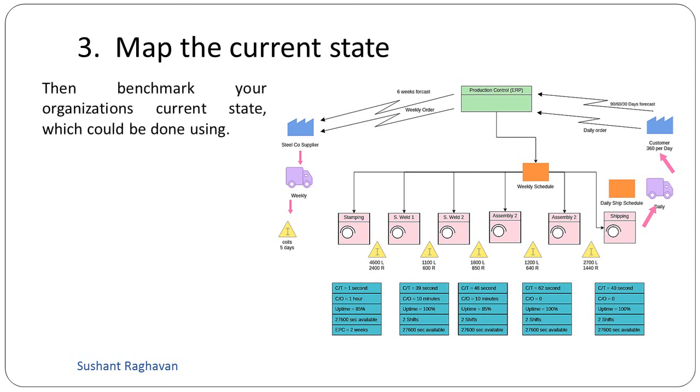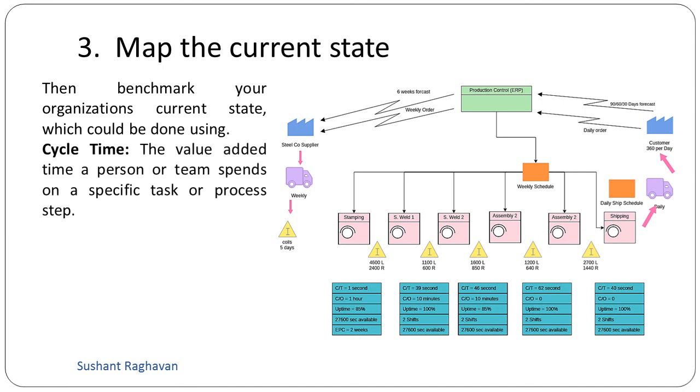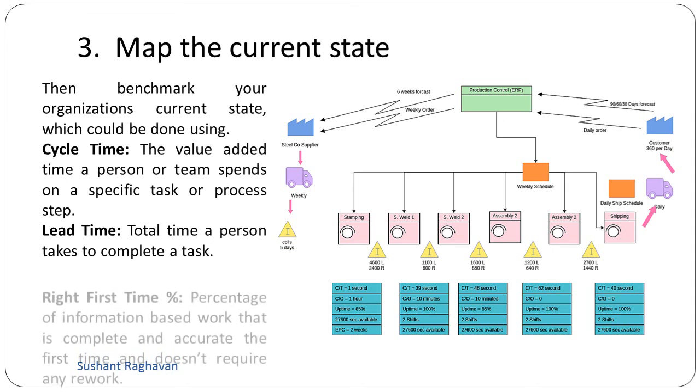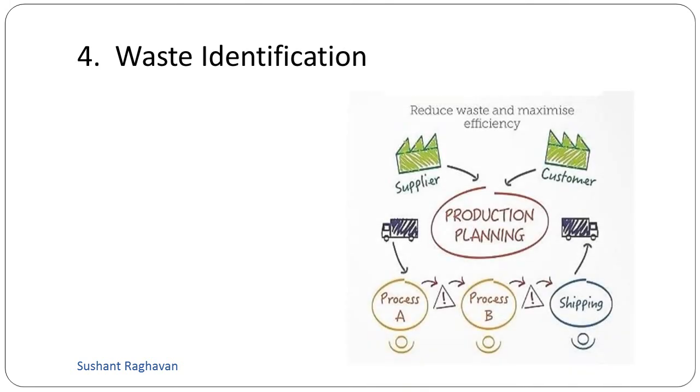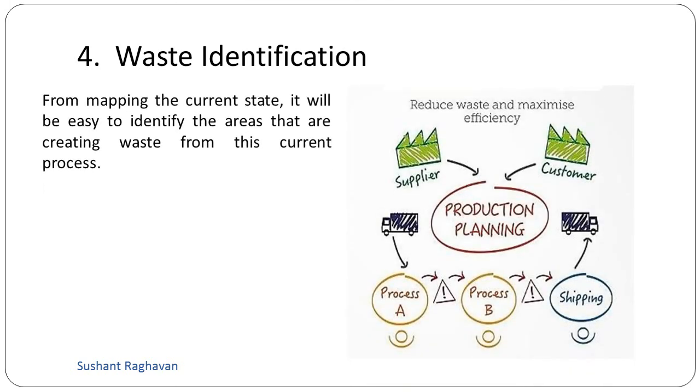Then benchmark your organization's current state, which could be done using cycle time, the value added time a person or team spends on a specific task or process step. Lead time, total time a person takes to complete a task. Right first time percentage, percentage of information based work that is complete and accurate the first time and doesn't require any rework. Waste identification. From mapping the current state, it will be easy to identify the areas that are creating waste from this current process.